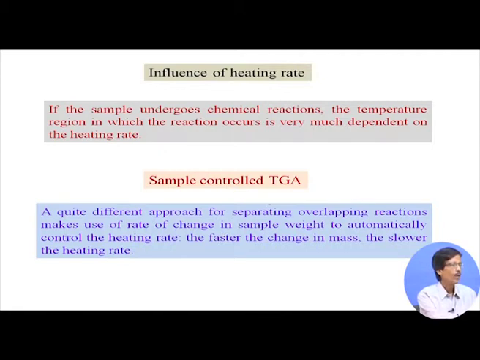For separating overlapping reactions, it makes use of the rate of change in sample weight to automatically control the heating rate. If we can control the heating rate automatically, that means the instrument can take care of it. Nowadays everything is computer controlled. So depending upon the rate of mass loss, we can vary the heating rate of the instrument. The faster the change in mass, that means the step height is more, the slower the heating rate should be. We slow down the heating rate so that we slowly record the mass loss at that particular temperature.